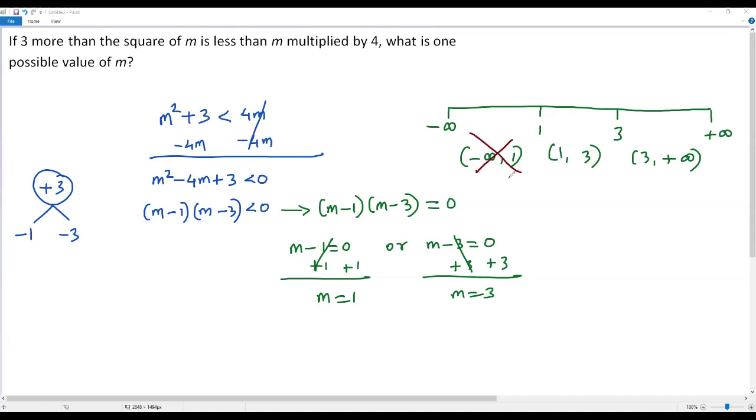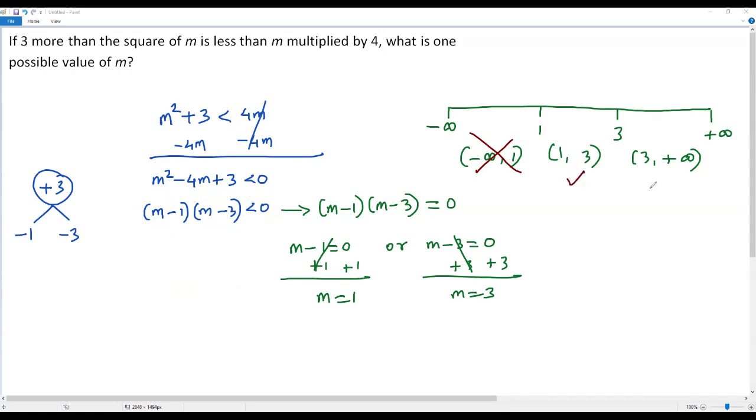Now let me consider the second interval, that is 1 comma 3. Let me take a random value between 1 and 3. So that is 2. Now let me plug in m equals 2 into this inequality. When I plug in m equals 2 over here, 2 minus 1 is just 1. And when I plug in m equals 2 over here, 2 minus 3 is negative 1, less than 0. 1 times negative 1 is negative 1, less than 0. This is true because a negative value is less than 0. So the random value I took in the second interval 1 comma 3 satisfies this inequality.